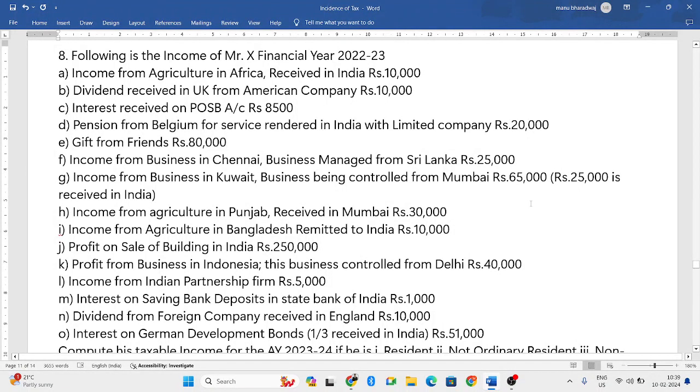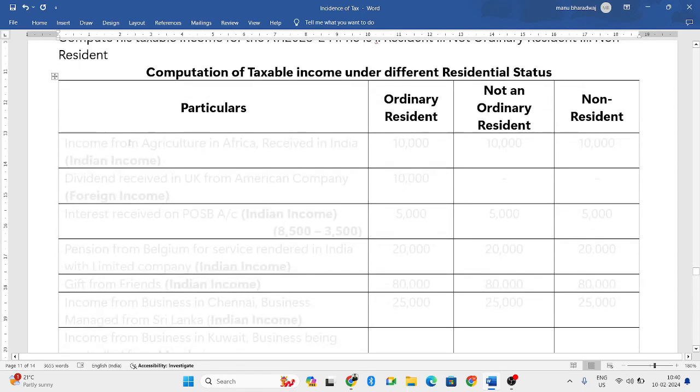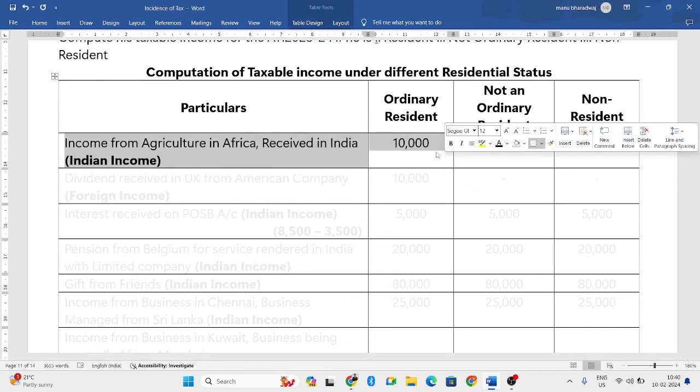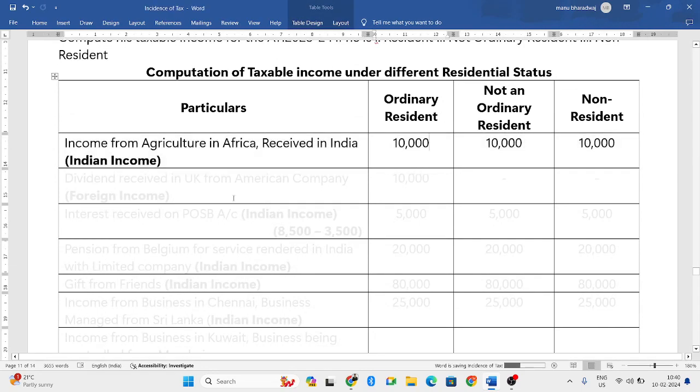In this particular video, we'll solve one more problem related to the incidence of tax. The question is on the screen. Income from agriculture in Africa received in India. So the income has arisen in Africa, but you're receiving the income in India. When either one aspect is in India, we consider it as Indian income. As it is an Indian income, all the three people will be taxed.